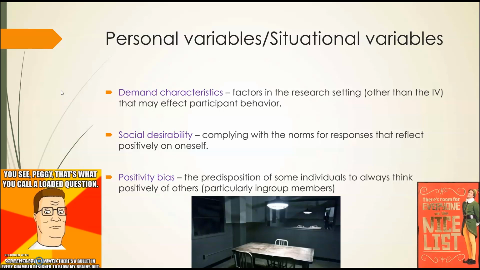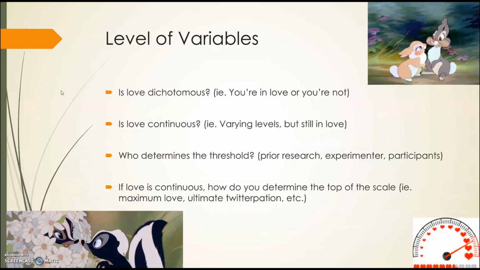Once again, potential confounds. Levels of variables too, right? So is love dichotomous? Are you either in love or not in love, right? Is there no gray area? Do you just become in love, right? Or is it more continuous, where you are in love, but it grows? Is it kind of a scale where you are still in love, but you can actually love more, right? And where does that threshold start? Who determines whether or not you are in love, right? Is there prior research on it? Do you establish it as the experimenter? Do you let the participants tell you whether or not they're in love, right?